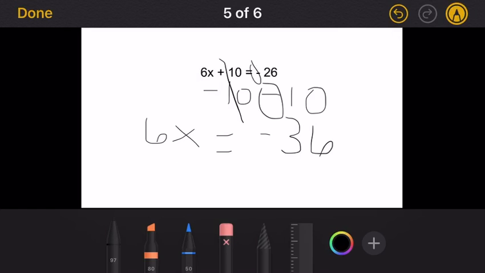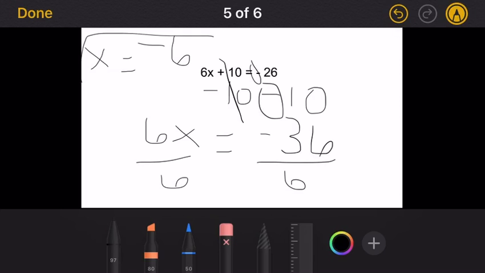They're both negatives, so it's just like adding positives. 6x equals negative 36. I'm going to divide by 6 on both sides. This part y'all didn't really have an issue with. Now what's negative 36 divided by 6? Negative 6. Good.